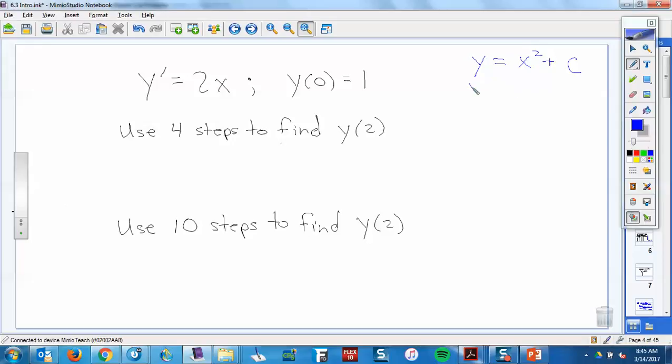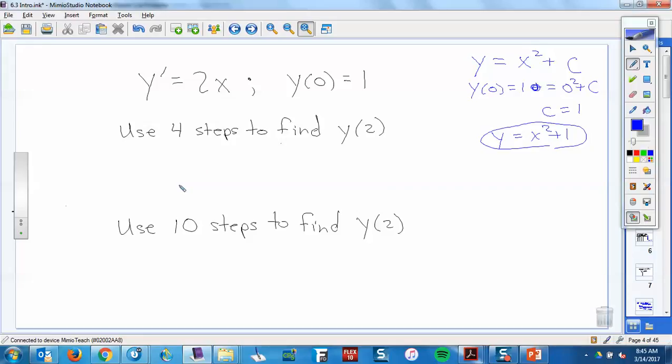So x squared plus c, now let's put our initial condition in. So we put in a 1, so that would be, put in zeros, and that's got to equal 1, so it'd be 0 squared plus c is got to equal 1, so c is going to equal 1. So we know that the solution of this is going to be y equals x squared plus 1.